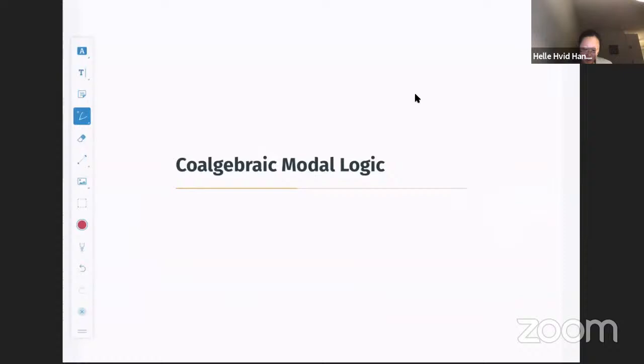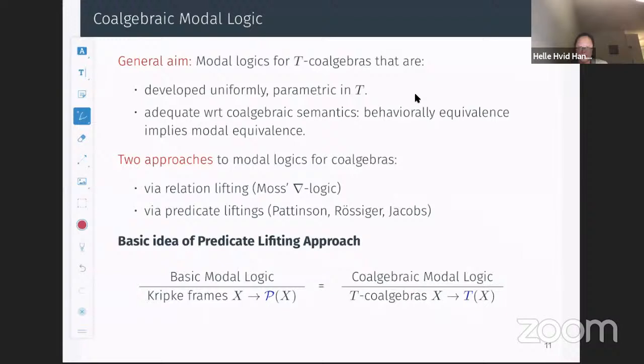Okay, so now I want to go to the main part of the talk, coalgebraic modal logic. The general aim is to develop modal logics for T-coalgebras that are developed uniformly and parametric in the functor T that specifies the type of transitions and observations, et cetera, that you have in your system. And it should be adequate with respect to the coalgebraic semantics, meaning that indeed, if two states are behaviorally equivalent, then they should satisfy the same formulas. So we want a framework that is sound with respect to the coalgebraic semantics as well. We don't want the language to be too expressive.